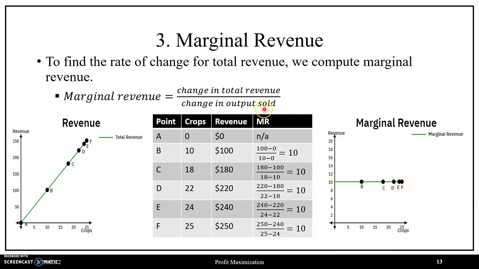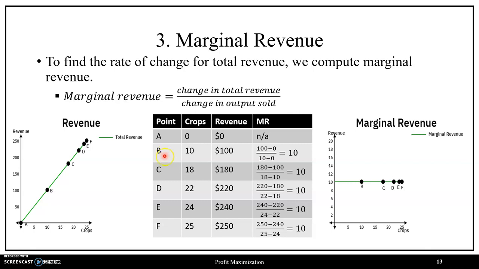To see why that is, turning to our numerical calculation, it's going to be the change in total revenue divided by the change in output sold. So calculating 2 points, going from point A to point B in terms of our revenue structure, the change in revenue is going from $0 to $100. So 100 minus 0 for our numerator, giving us 100, divided by going from 0 to 10 in terms of our change in output sold. So 10 minus 0, which is 10. 100 divided by 10 gives us a value of 10, generating point B on our marginal revenue graph.